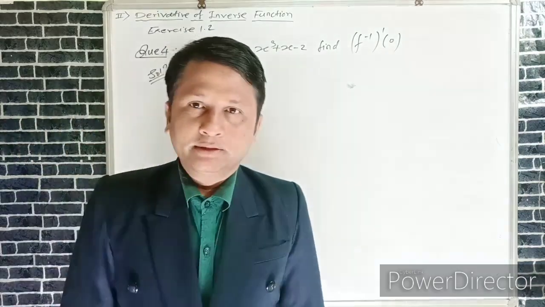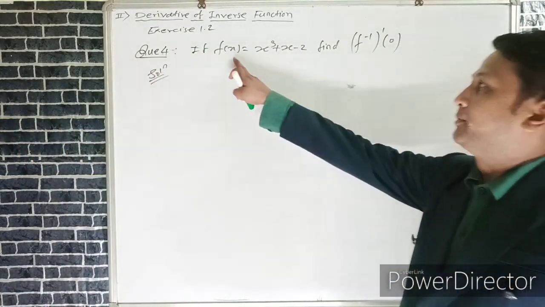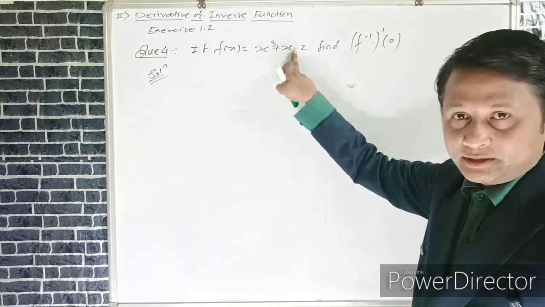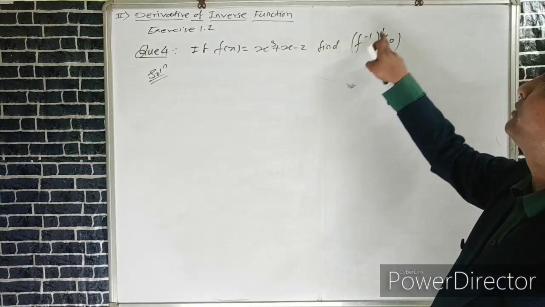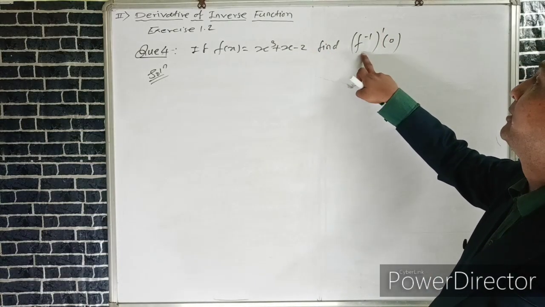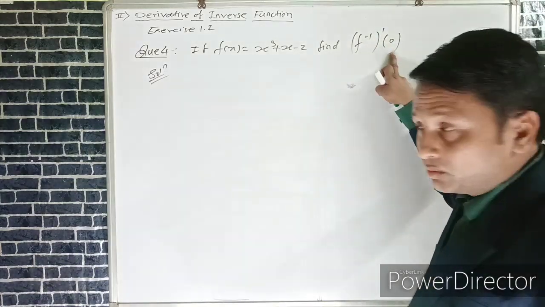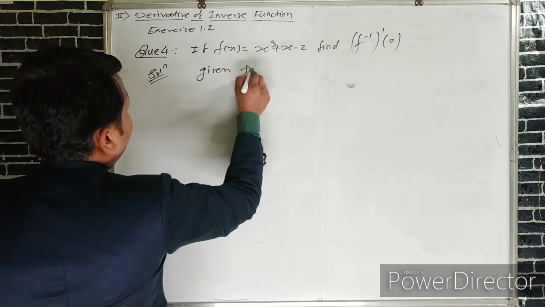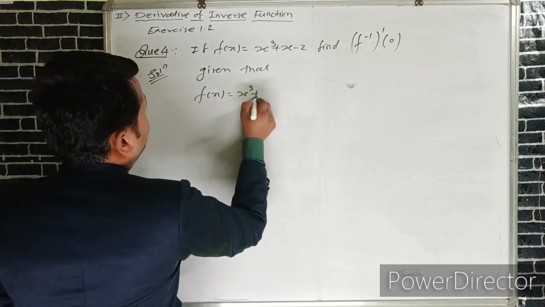Next one is question number 4. If f(x) = x^3 + x - 2, then find (f inverse)', the derivative of f inverse at x = 0. First, we have to write the given f(x) = x^3 + x - 2.